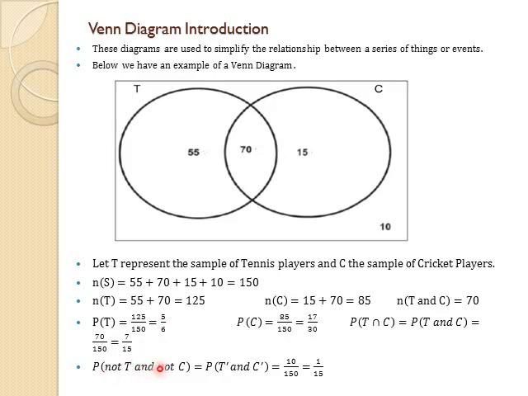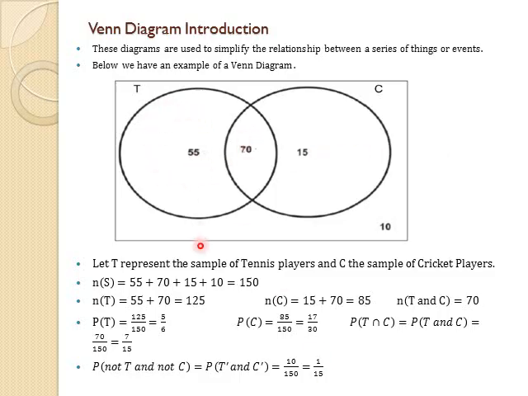Probability you're not playing tennis and not cricket, also notated as P(not T and not C), would be 10 out of 150. So this 10 here, not worried with tennis or cricket, which then becomes 1 over 15 if we simplify. So that's a basic Venn diagram.